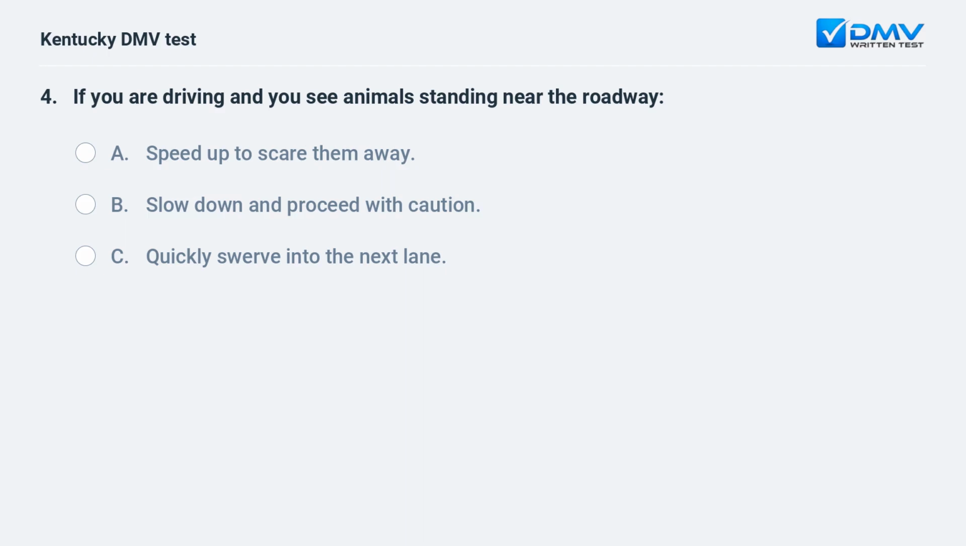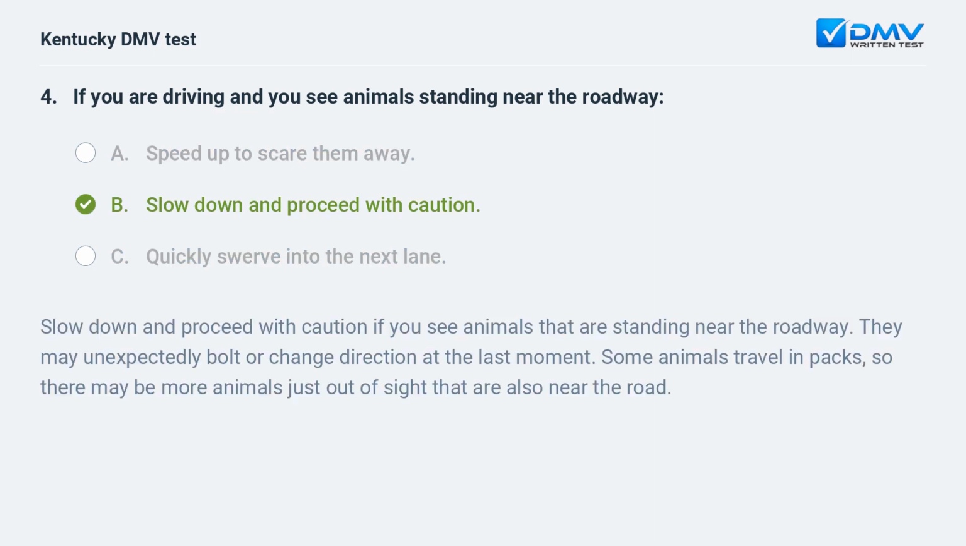If you are driving and you see animals standing near the roadway, A. Speed up to scare them away. B. Slow down and proceed with caution. C. Quickly swerve into the next lane. B. Slow down and proceed with caution.